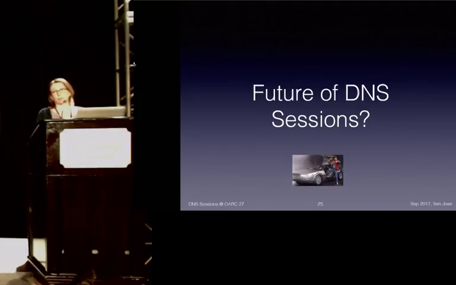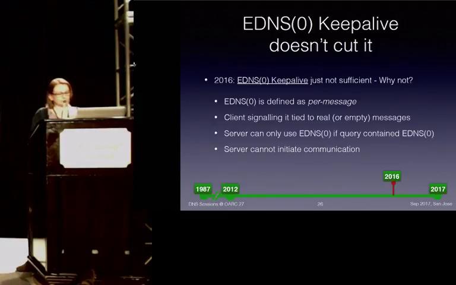Okay, so where we are today, where are we going? So what happened last year was that the group of interested parties who were looking at persistent sessions were talking and realised that really the only option they had to do this, the EDNS0 keepalive option, just didn't cut it. And some of the drawbacks about this were that we'd used EDNS0, but it was really very explicitly defined to have per message semantics. It was expected to be something that was attached to one DNS message, not something that set up state for a whole session.